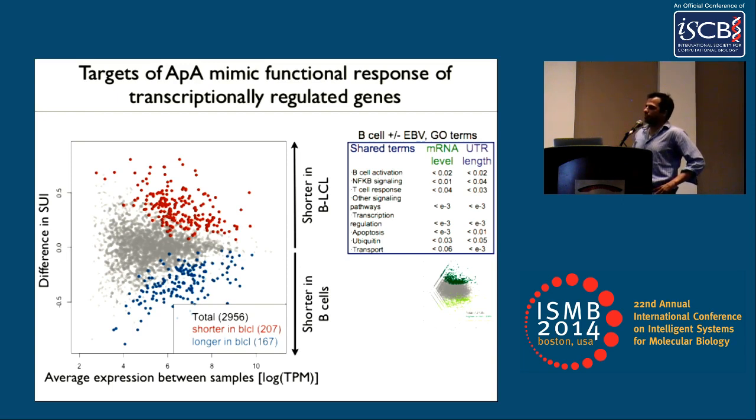Now, north and south is just a difference in the SUI of the gene between these two samples. So as we go north, the UTRs get shorter in BLCL. As we go south, they get longer. And the interesting thing here is that the GO terms that are enriched when you look at differences in APA alone, ignoring gene expression, they largely recapitulate or reinforce the same transcriptional program that we've identified with differential expression.